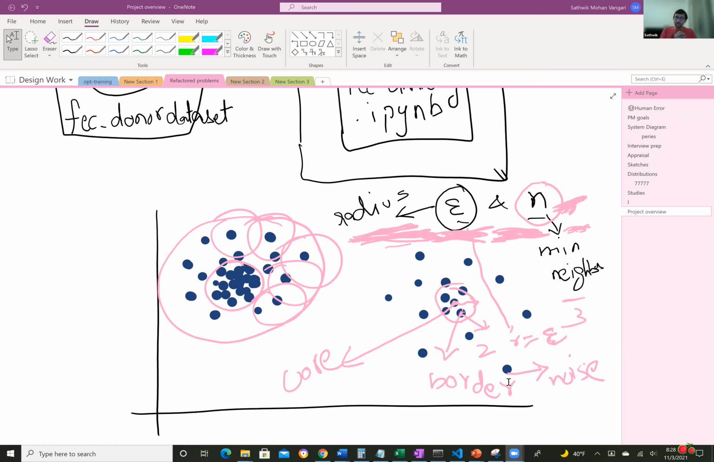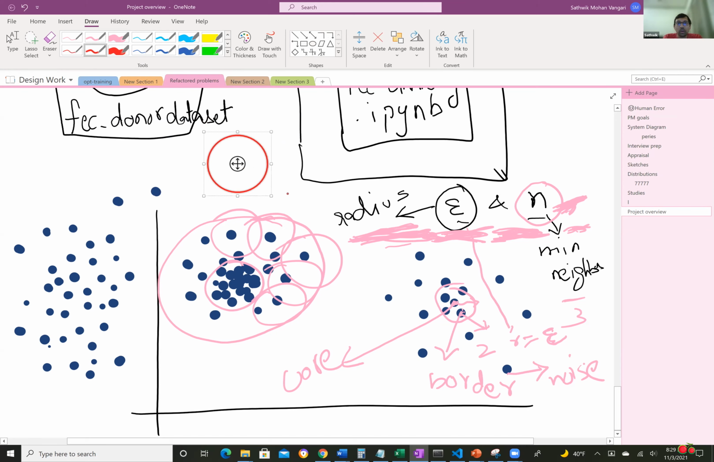And once these points are identified, what happens? The core points and the border points together make the cluster, and they get labeled. The noise, which is outside of these points, is basically unlabeled and left out. That is not supposed to be considered. That's just anomalies in the observations. That's what DBSCAN means, and that's how it works.